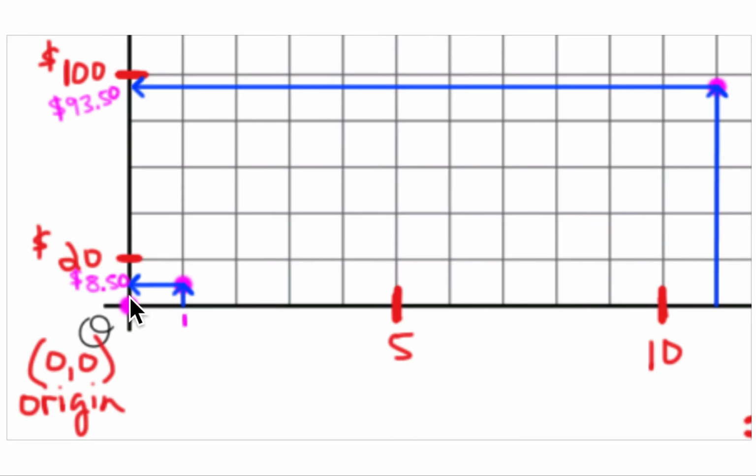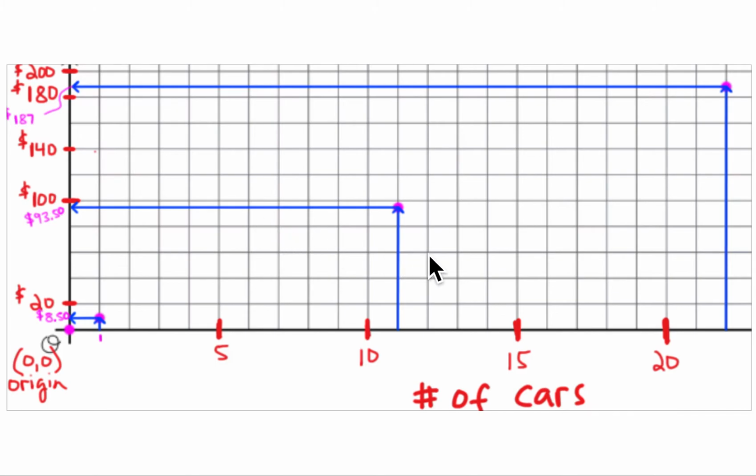All right, so one car is $8.50. 11 cars is $93.50. You get that from the table. You can also just multiply 11 by $8.50, and you get $93.50. And if you double the number of cars from 11 to 22, proportional relationship tells you you're going to double the amount of money you make from $93.50 to $187. So that's going to be about right here.